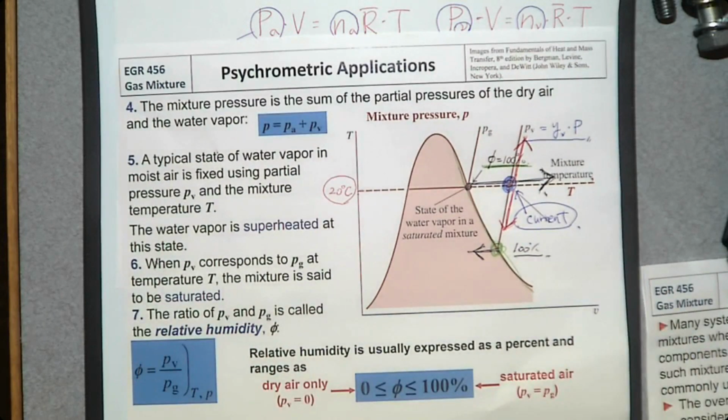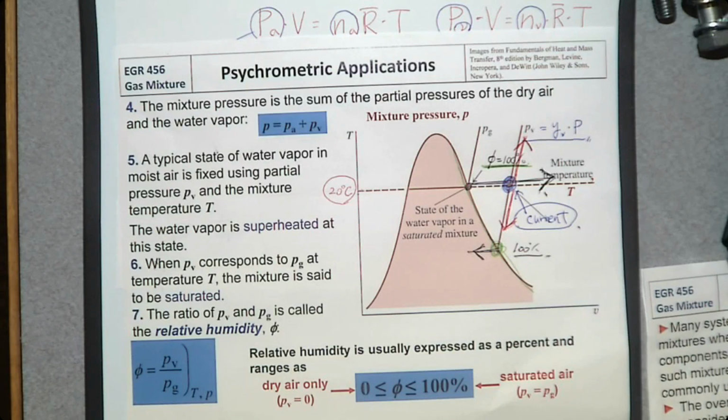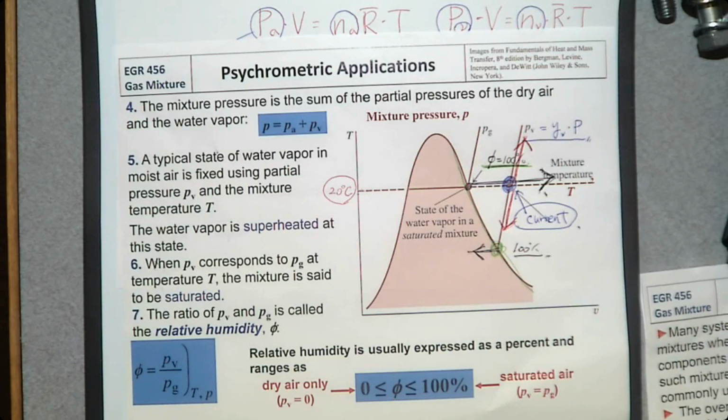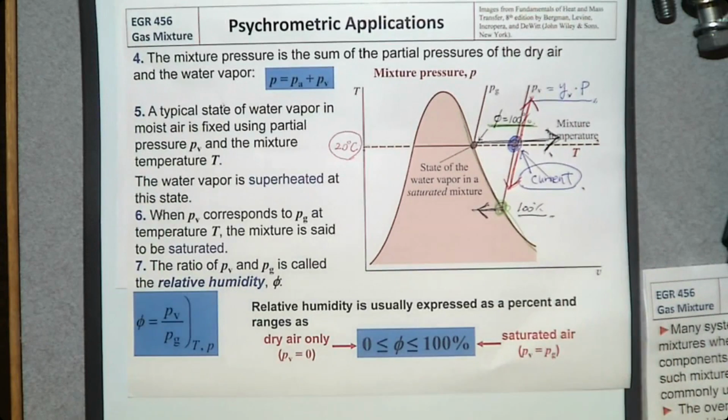So this is how the water vapor behaves in moist air. And then, let's learn how to analyze this water vapor thermodynamically. So first, we need to understand the ratio between dry air and water vapor. The first property that we use to determine the ratio between dry air and water vapor is this phi, relative humidity.